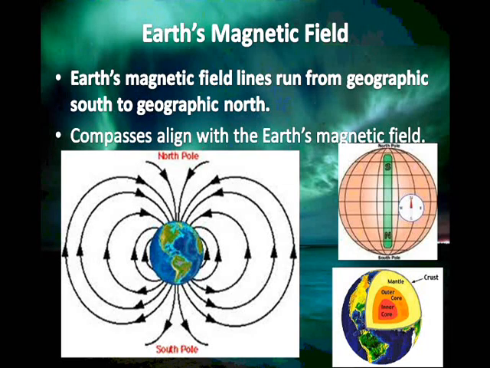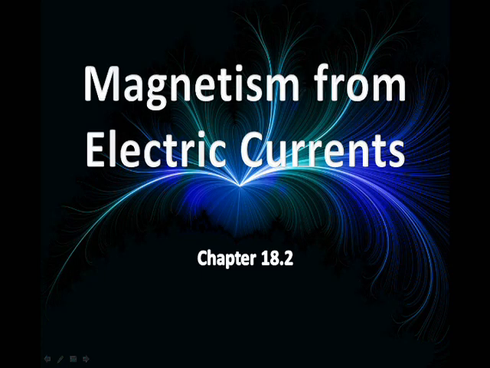Now compasses align with the Earth's magnetic field. That's how a compass works. Okay, we've talked about the general characteristics of magnets and magnetic fields. Let's go ahead and finish up with electromagnetism.